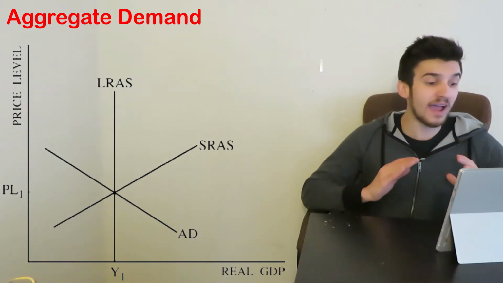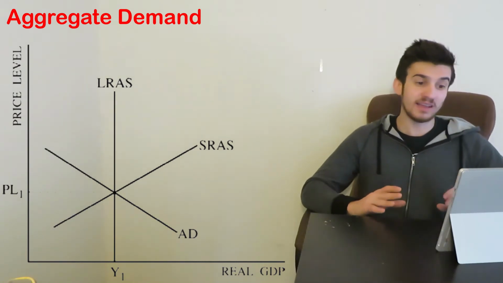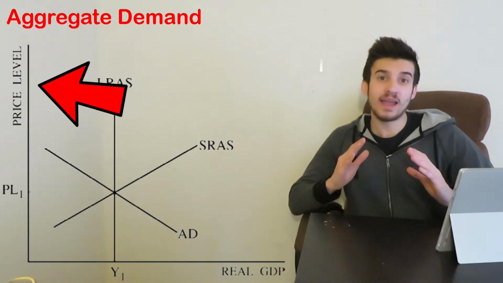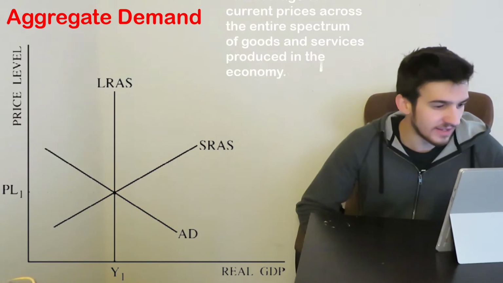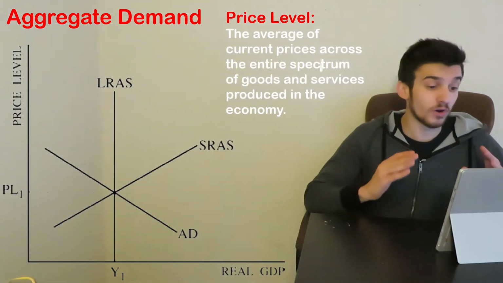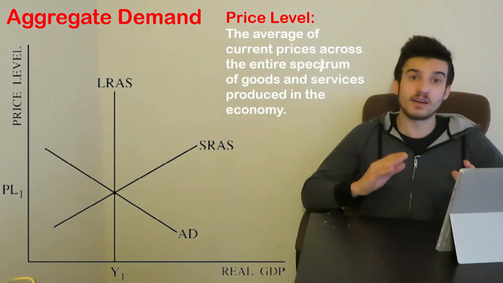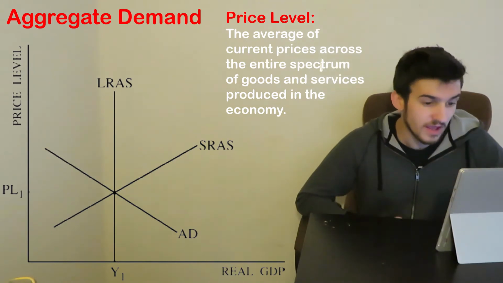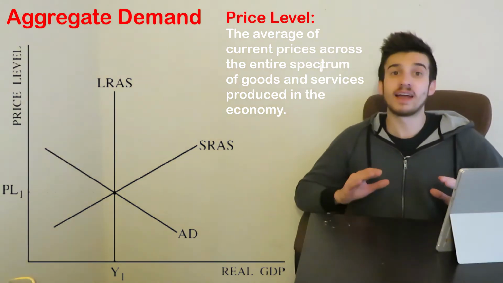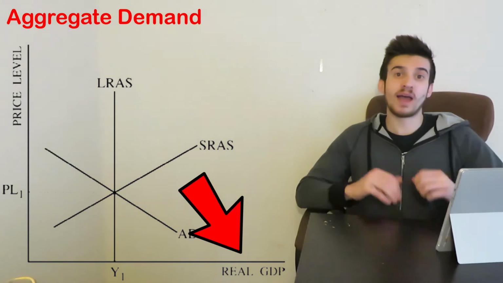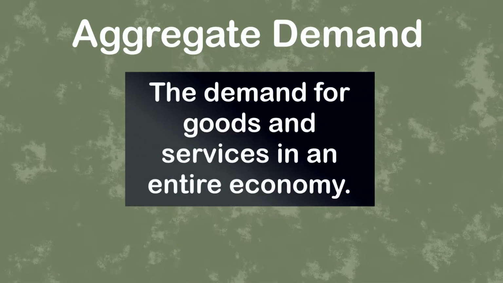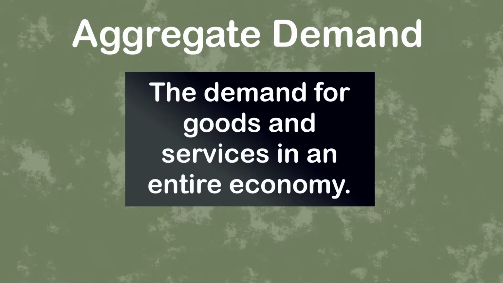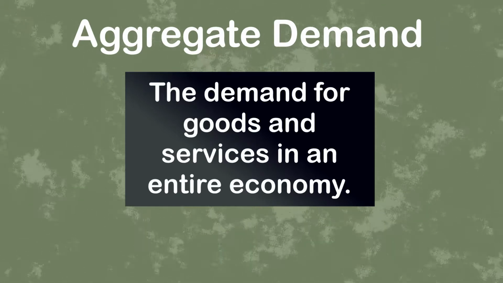When we graph aggregate demand or aggregate supply, we're going to see that our y-axis is going to contain price level. Price level is just going to be the average or current prices across an entire spectrum of goods and services produced in the economy, while our x-axis is going to be where output or real GDP is shown. In simple terms, aggregate demand is just going to be the demand for goods and services in the entire macroeconomy.